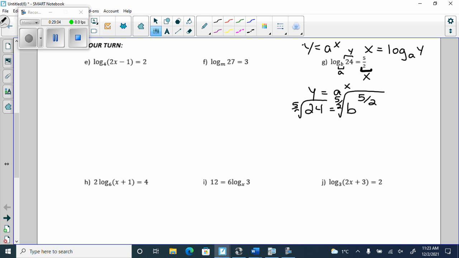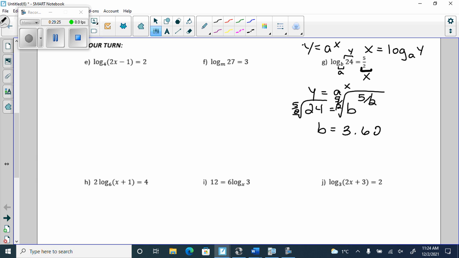Did anyone get the answer to this? B equals what? 3.62. I can't hear you. 3.62. 3.62. Did everyone else get that? Yeah. We have some agreements.